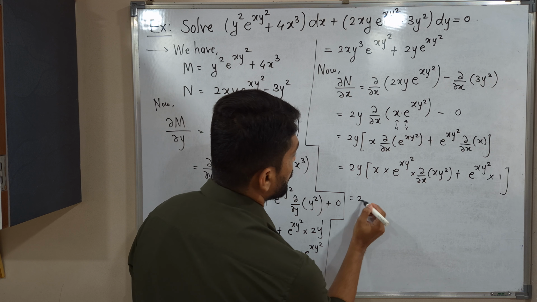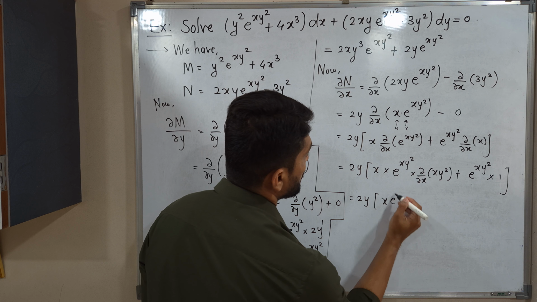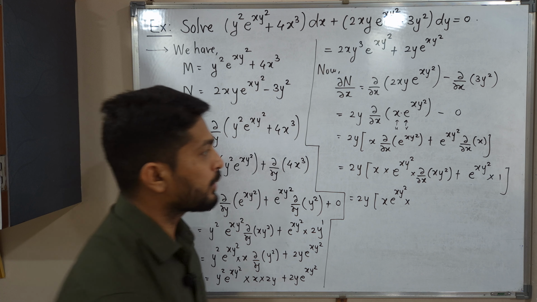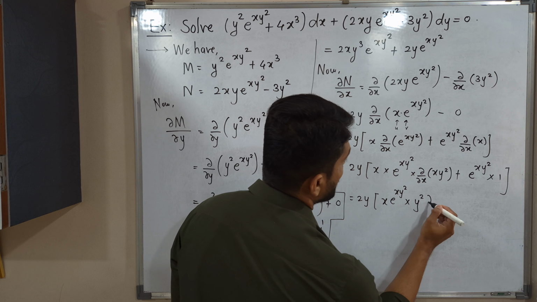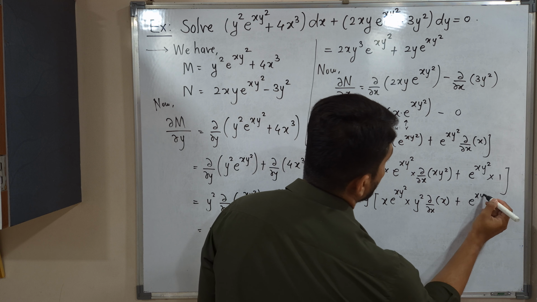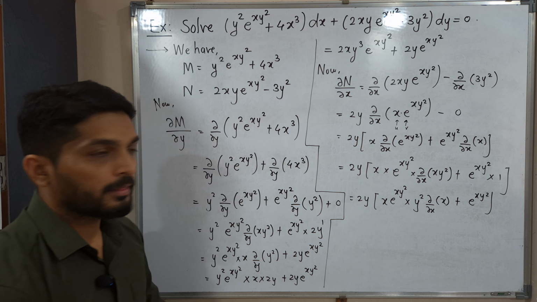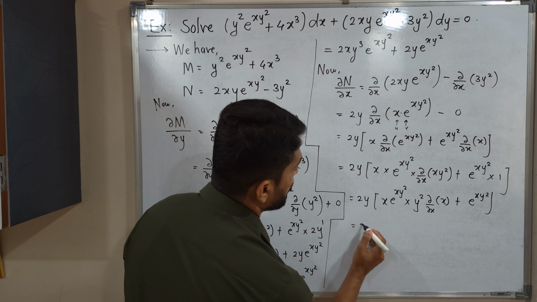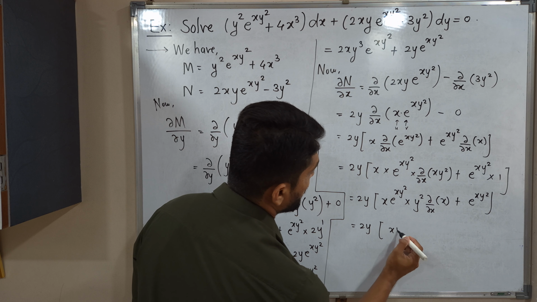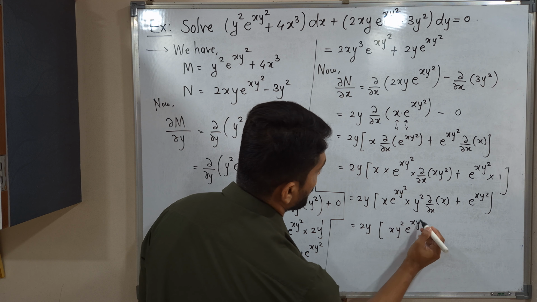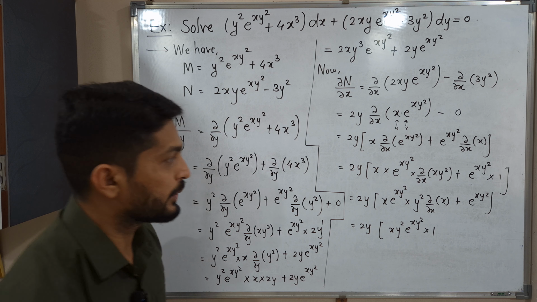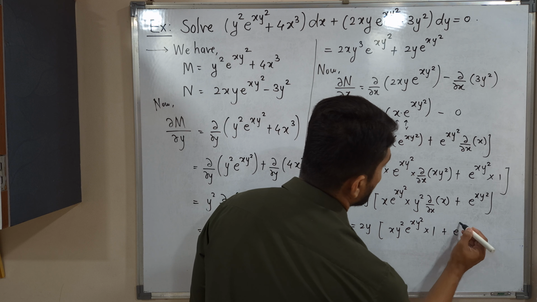So this is equal to 2y x e raised to xy square into, here y square is constant, so it will come outside. Inside the bracket simply we have x plus e raised to xy square. Okay, so we are very close to the final step. 2y, x into y square, I should write xy square e raised to xy square. Tell me what is the derivative of x with respect to x? 1. Derivative of x with respect to x is 1, plus e raised to xy square.